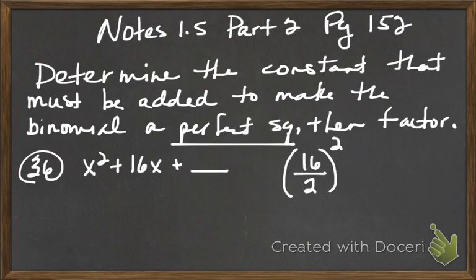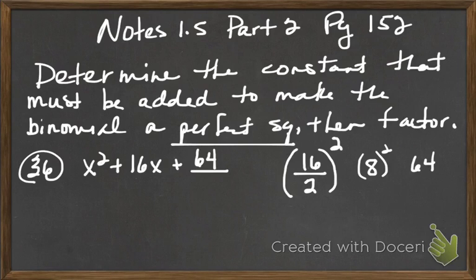So you take the number in front of your x, you divide it by 2, then whatever you get, you square it. So what's 16 divided by 2? 8. And what is 8 squared? 64. So that number that I can add to x squared plus 16x is 64. So you're creating a trinomial that will now factor into a binomial squared.